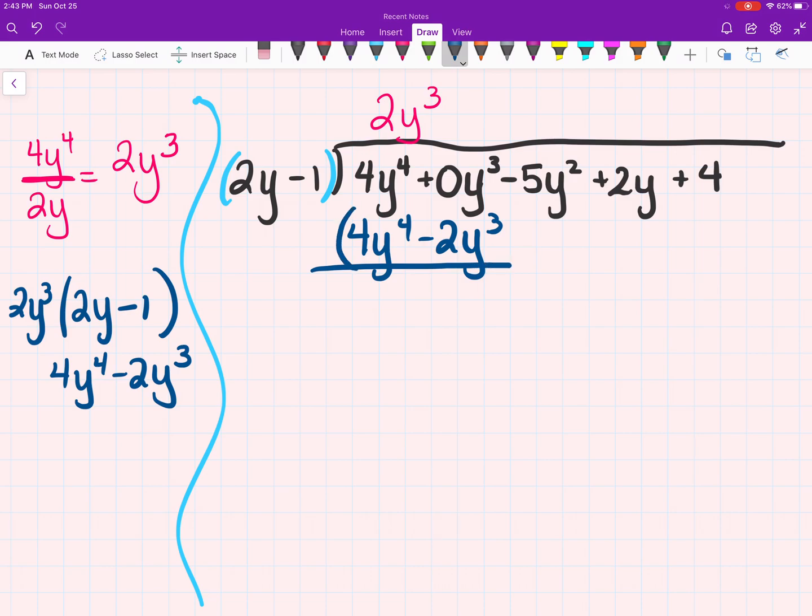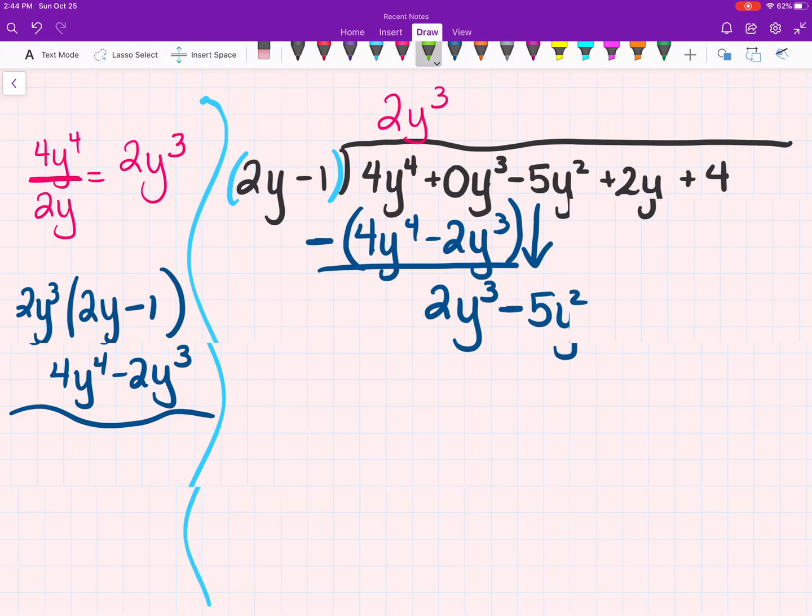Okay, we're going to subtract away that whole thing. So 4y to the fourth minus 4y to the fourth goes away. That was the whole point. 0y to the third minus a negative 2y to the third gives us a positive 2y to the third. We bring down, watch your signs here, negative 5y squared. And we start the process again.